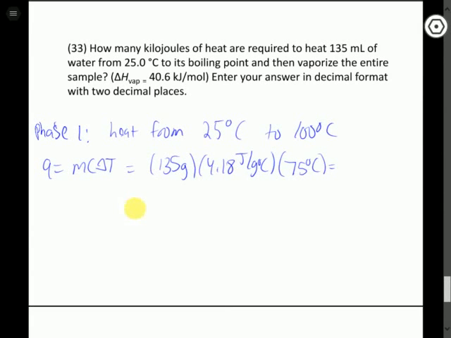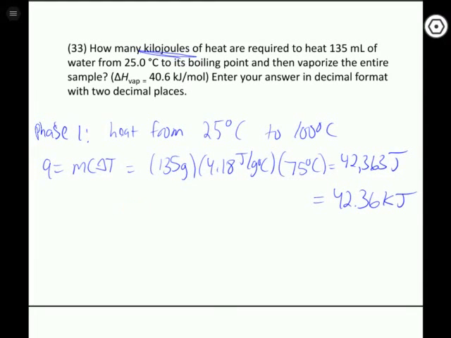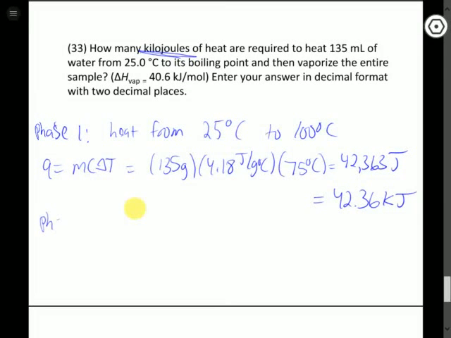So for this first part here, we get 42,363 joules. We're asking you for the number of kilojoules that are required, so we're going to convert that to kilojoules before we add it on. So that's 42.36 kilojoules with 2 decimal places. Okay, so that's how much heat is required to raise the temperature of the water from 25 to 100. And then the second phase is just vaporization.